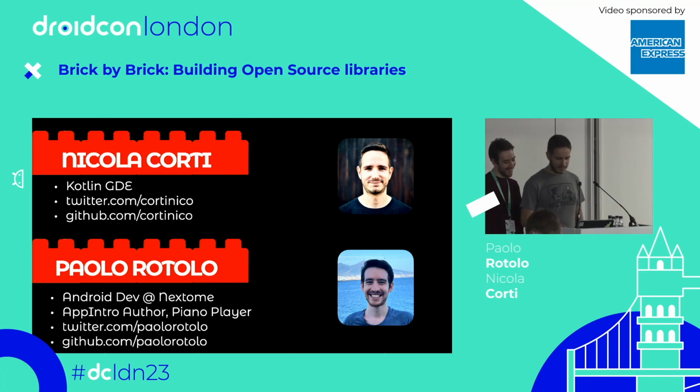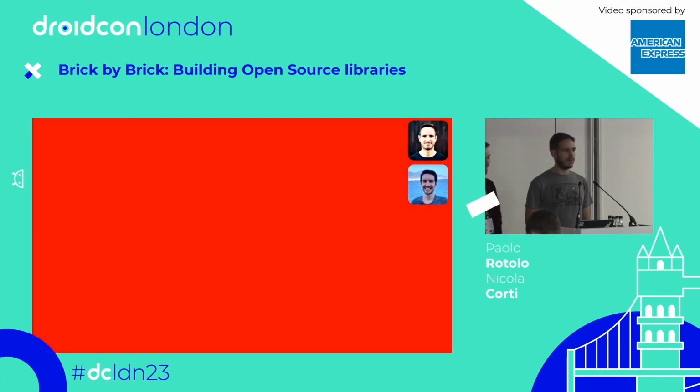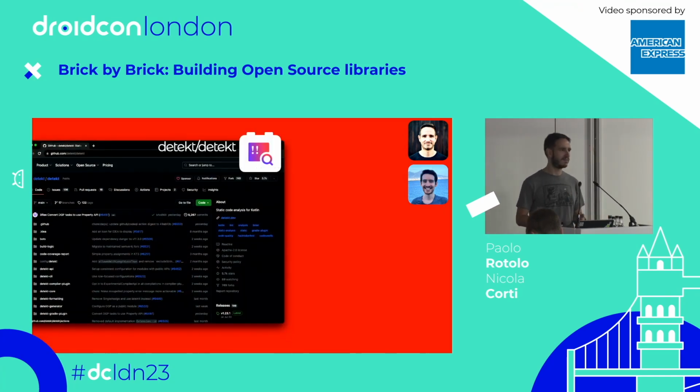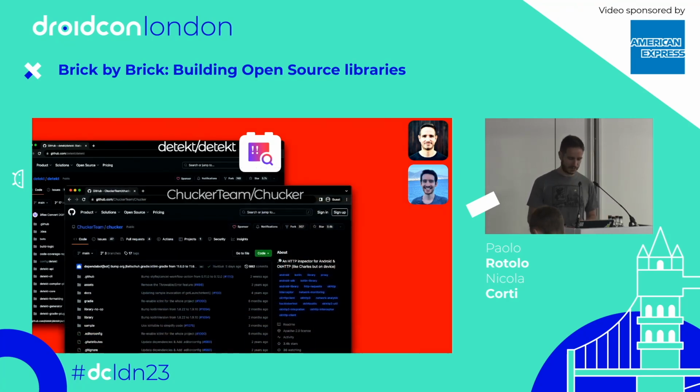Awesome. So to give you a little bit of a frame of reference, both me and Paolo are quite involved in the open source space. And I'm just going to mention some projects that we both collaborate to. So first, I'm the maintainer of Detekt, which is one of the most popular static analyzers for Kotlin. And I also support Chucker, which is an on-device debugger for OkHttp and Android apps.